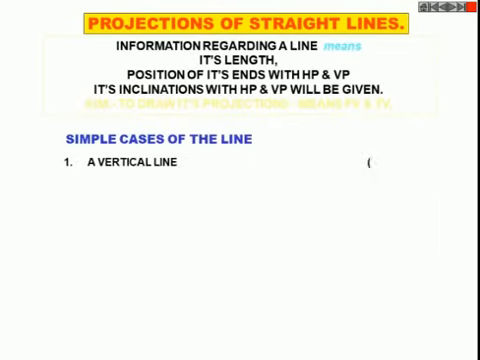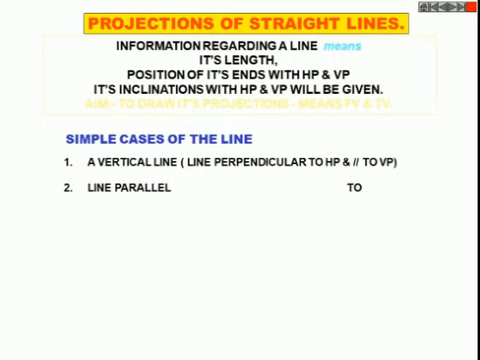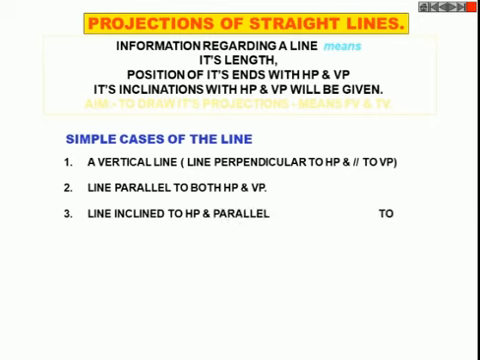Continuation of the second unit, that is projection of straight lines. So in projection of straight lines, we have various positions. First one, a vertical line, in the sense a straight line, when the line is placed perpendicular to the horizontal plane and parallel to the vertical plane, then draw its projections.